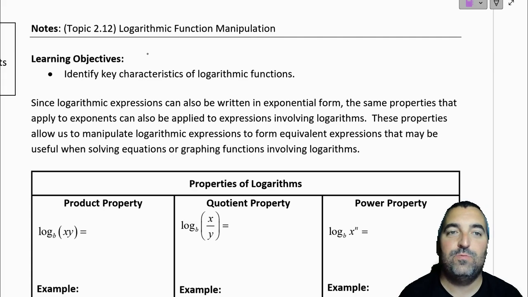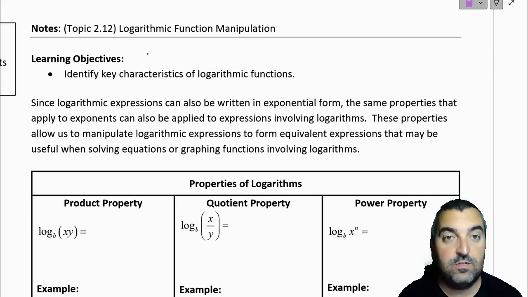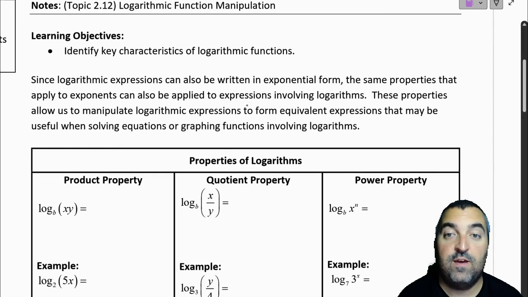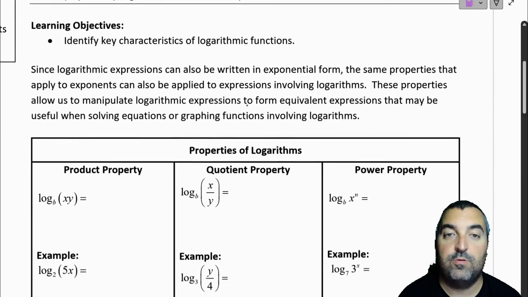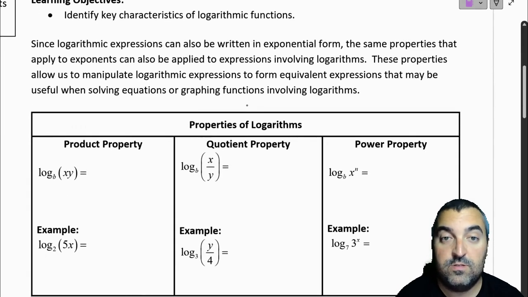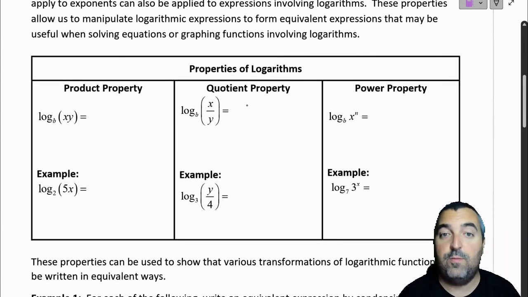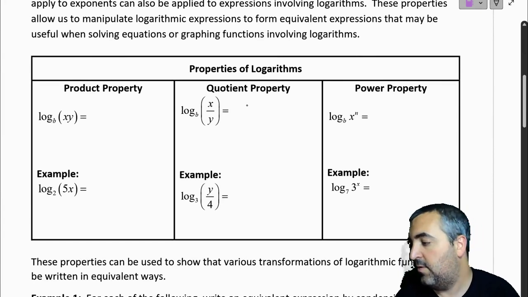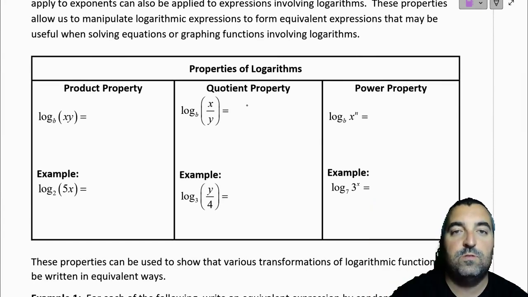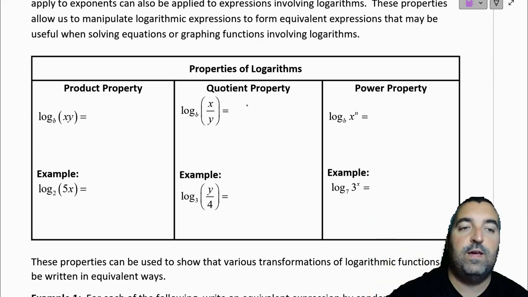We got topic 212, logarithmic function manipulation. So we had one where it was exponential function manipulation. Logs and exponentials are very similar. Obviously, they're inverses, so a lot of the same properties we have for exponentials, we have similar properties for logs, and we can use those to manipulate log expressions to form equivalent expressions. So we have the product property, the quotient property, and the power property. There are more properties, but these are the ones we're going to hit in this video and just in general.